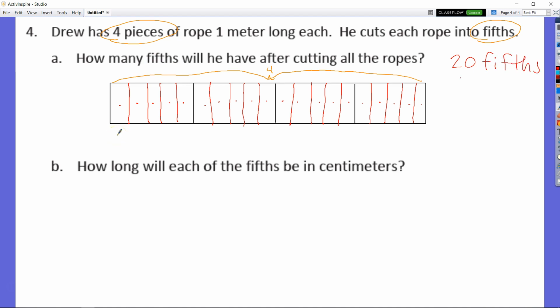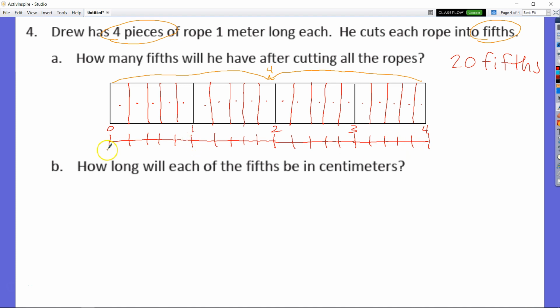All right, and if you wanted to see that on a number line, we know that this would be our 0 point. That would be 1. That would be 2. That would be 3. And that would be 4. Each one of those tick marks on this number line represents 1 meter of rope. And then he's just cutting it same like we did with the tape diagram, 4 tick marks in between each piece to give us our 5 pieces within each meter.